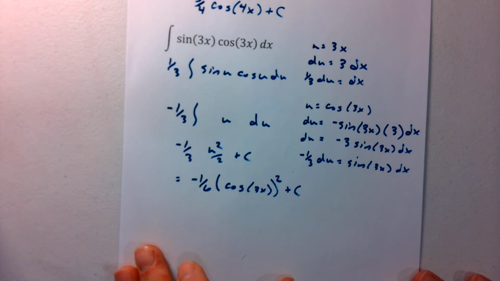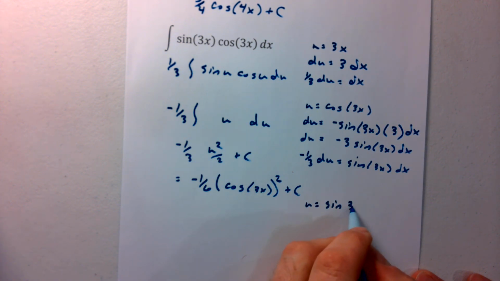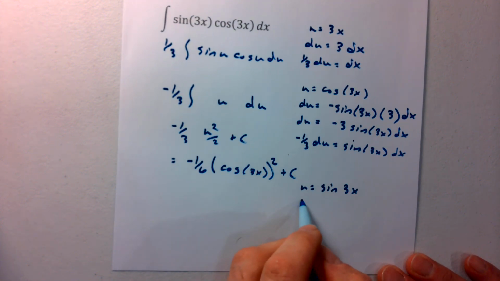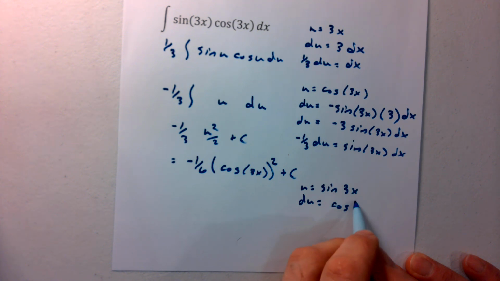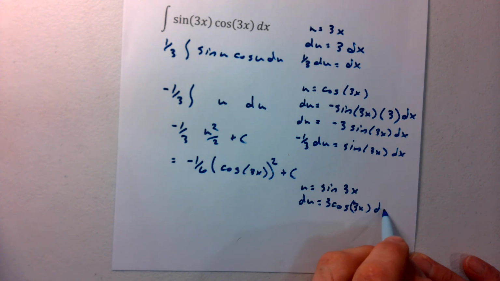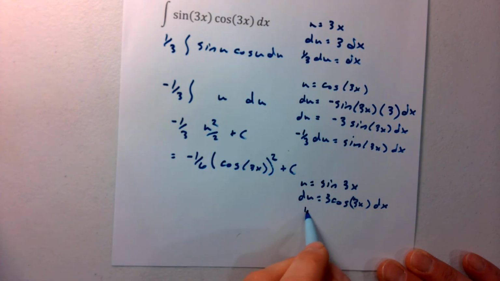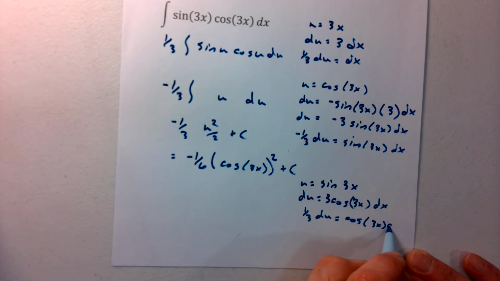Well, some of you are probably asking, wait a minute, how did I know to let u equal the cosine of 3x? What if I let u equal the sine of 3x? Would it change the answer? So here our du would equal the derivative of sine, which is cosine of 3x, times the derivative of the angle, which is going to be our 3, dx. Again, I have a cosine of 3x, don't I? So I get 1/3 du equals the cosine of 3x dx.